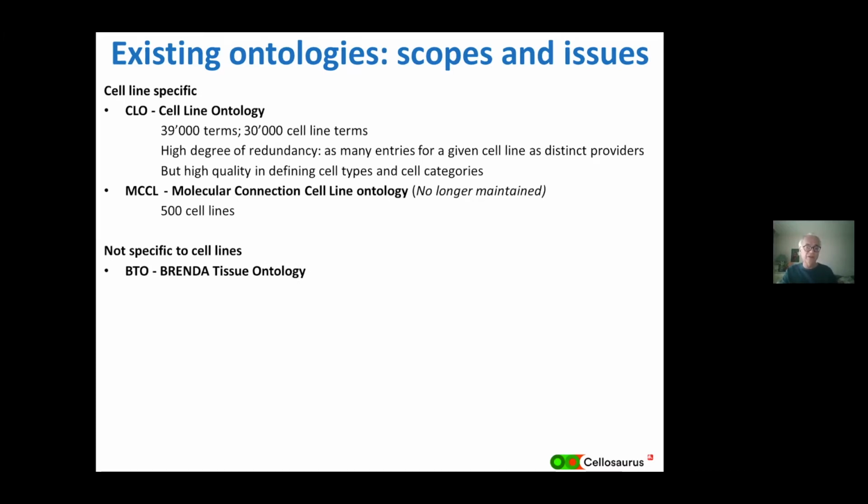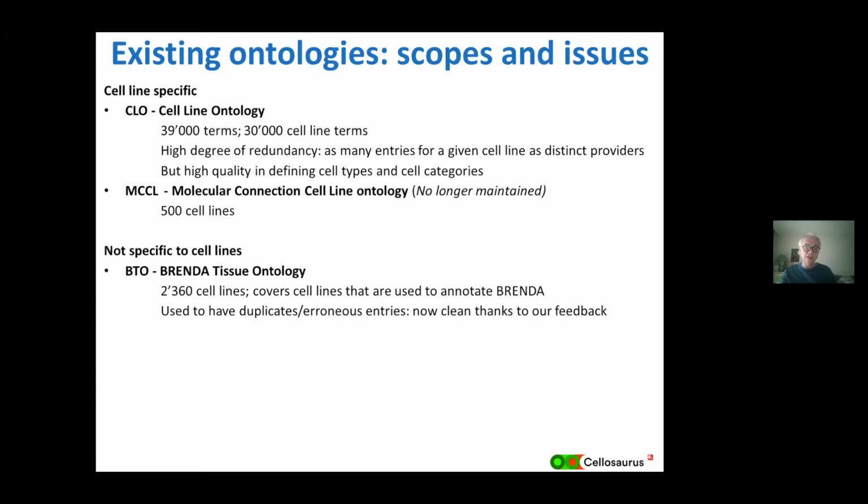The best, most comprehensive one, I would say, is the Brenda Tissue Ontology, which covers tissue, organism, everything which is needed to annotate Brenda, which is an enzyme database. There are 2,360 cell lines described. It used to have duplication and erroneous entries, but we have had a collaboration in the last 3 or 4 years. Every time there's a new release of Brenda, we look at it and can tell them if there is duplication and so on. So those 2,360 entries in Brenda really represent 2,360 different cell lines.